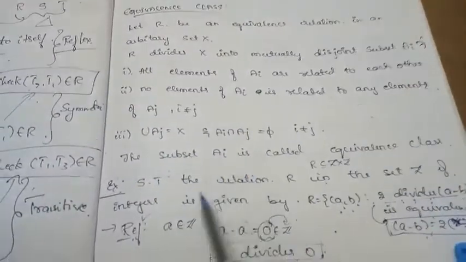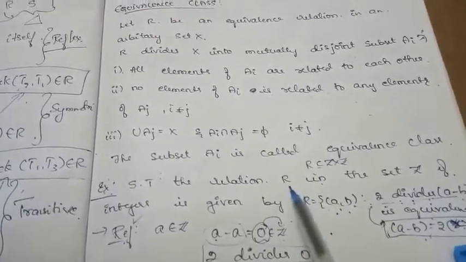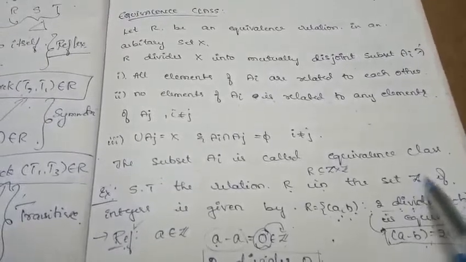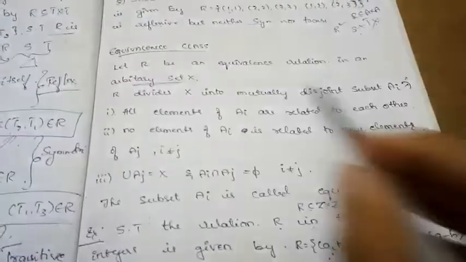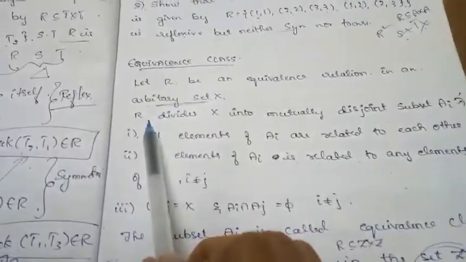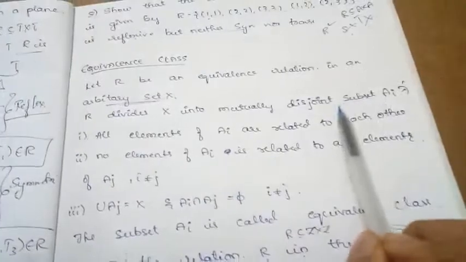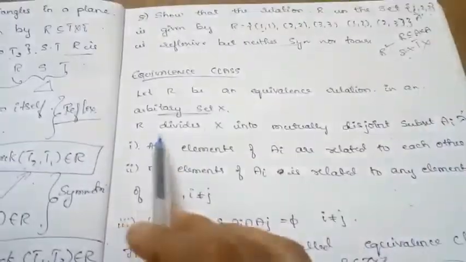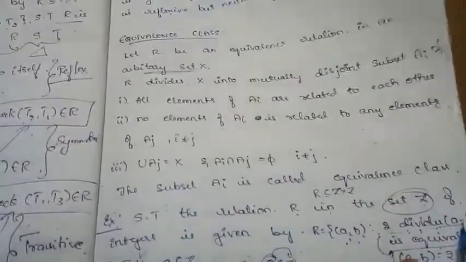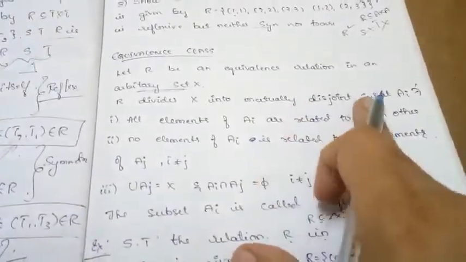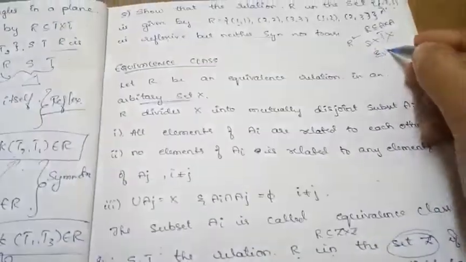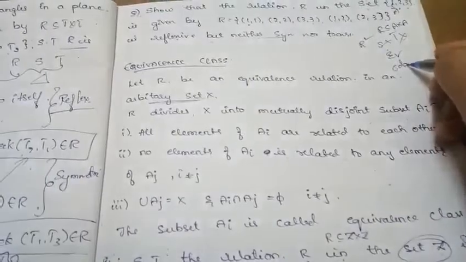So here in this example, R was the relation on the arbitrary set. Here in our example, the arbitrary set was the set of integers. R was the relation. Later, the relation R divides X into mutually disjoint subsets Ai. That relation R on the set of integers divided it into mutually disjoint subsets, that is, the set of even numbers containing 0 and the set of odd numbers containing 1.